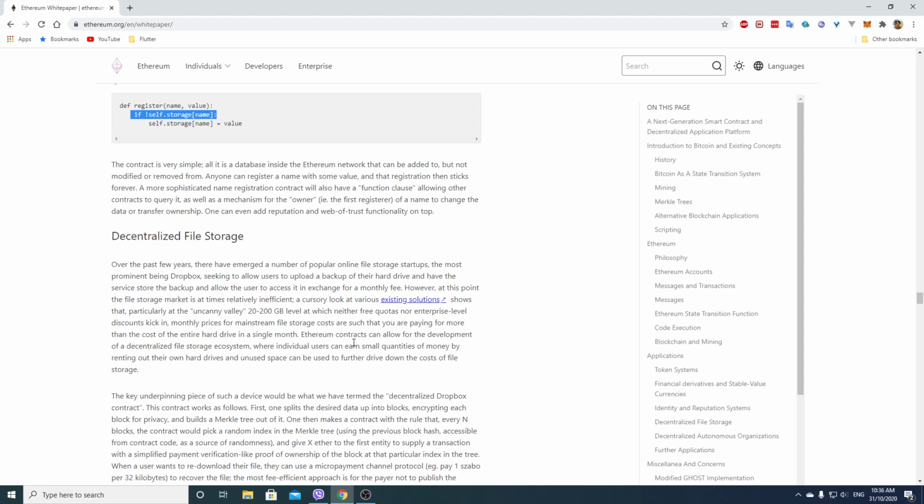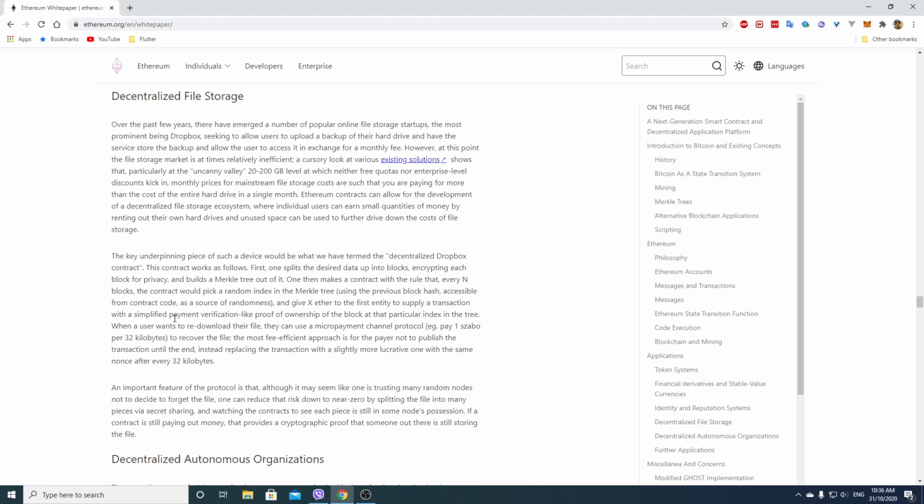Okay. Ethereum contracts can allow for the development of a decentralized file storage ecosystem. I think actually they have been trying to do that. There's an InterPlanetary File System now, where individual users can earn small quantities of money by renting out their own hard drive, and unused space can be used to further drive down the cost of file storage. Okay, so how would that work? The key underpinning piece of such a device would be what we have termed the decentralized Dropbox contract. This contract works as follows.